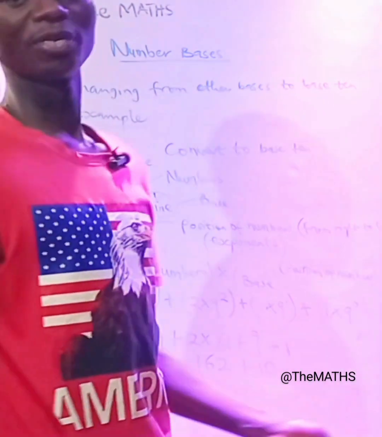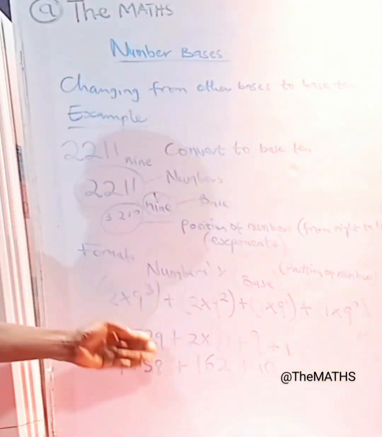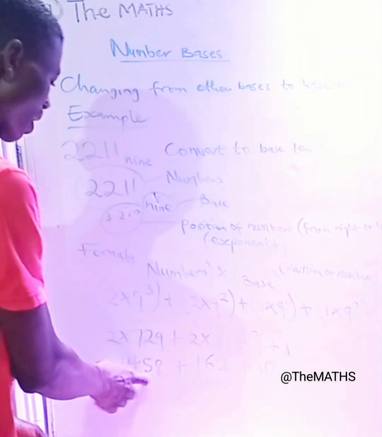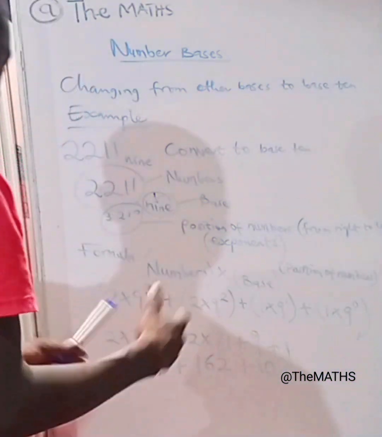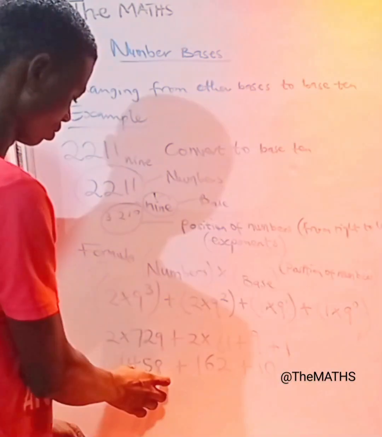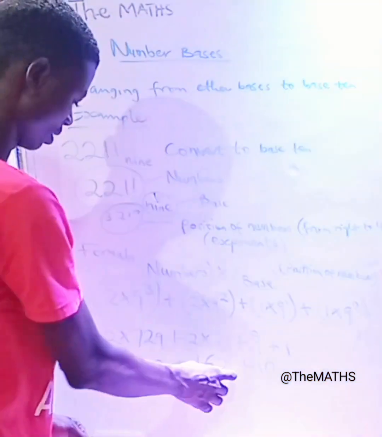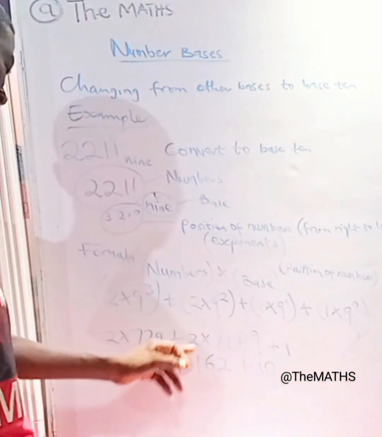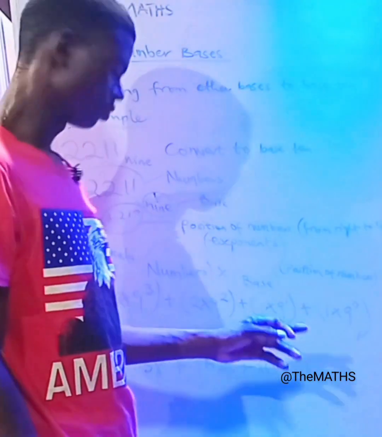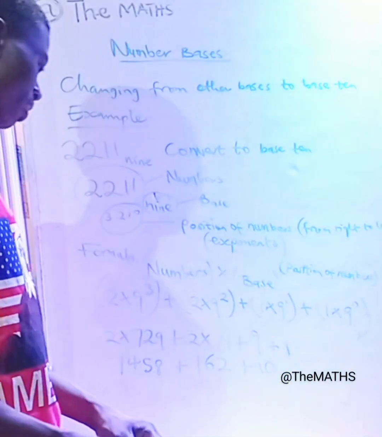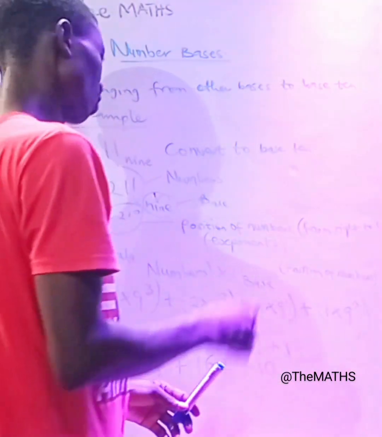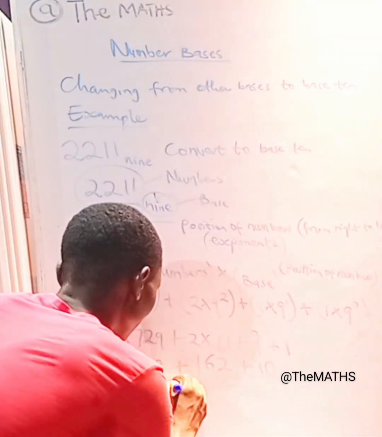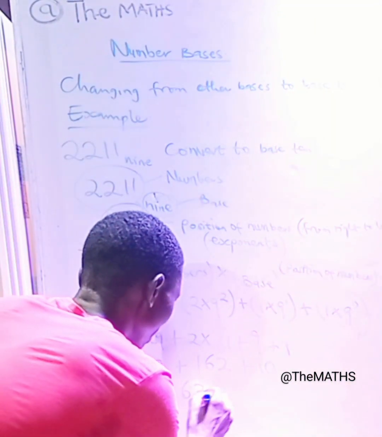We continue simplifying it. So when we break it down further, you will see that you need to add this to this and this. So you get 1458 plus 162 plus 10, which will give us 1630. Okay, so it will give us 1630.